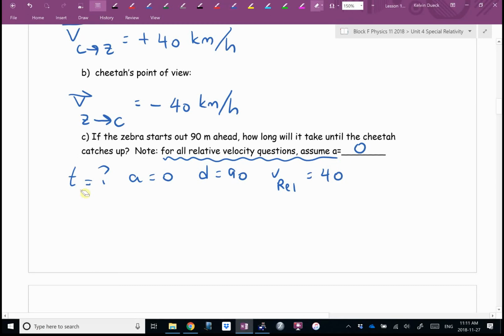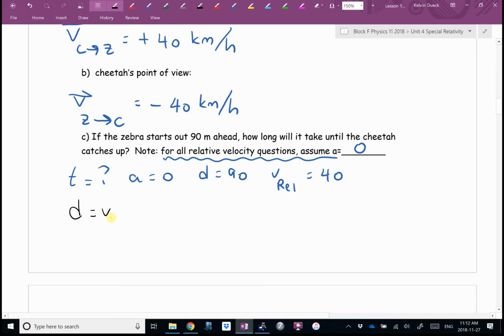There is an equation that has a t, an a, a d, and a v_i in it. Which equation has a t, a d, an a, and a v_i in it? You probably remember this one. I'll give you a hint. It was d equals... Which one is it, Caleb?